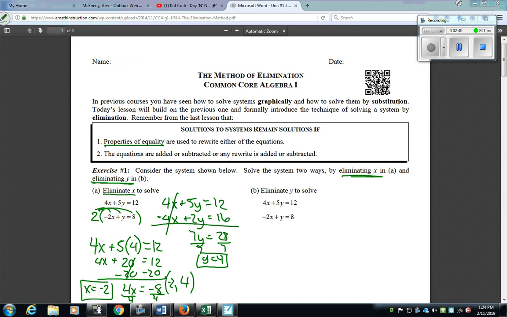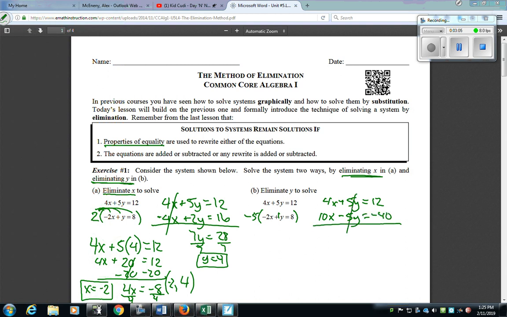Now, if I want to eliminate y, like in B, well, I have a 5y, so I'm going to need a negative 5y in the bottom. I see a positive 1y, so I'm going to need to multiply this bottom equation by negative 5. I'm going to rewrite the top one, and then multiply everything by negative 5. So I have 10x minus 5y equals negative 40.